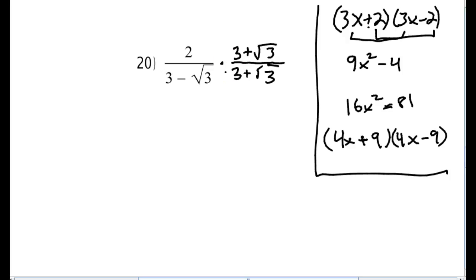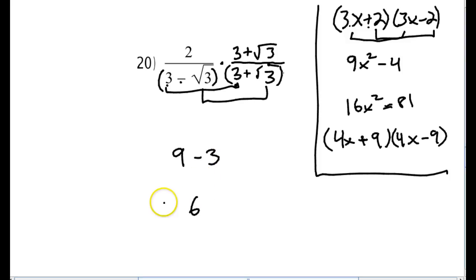And by doing this, similar to here, where I can just say, okay, this is 3x times 3x is 9x squared, 2 times 2 is 4, a positive times negative, negative. I can do the same thing here. I don't have to use the box. I can just go ahead and say 3 times 3 is 9. Root 3 times root 3 is 3. And then negative times a positive is negative. So I know my denominator is going to be 6.